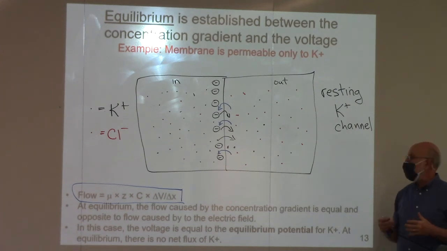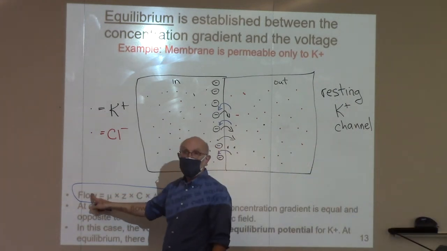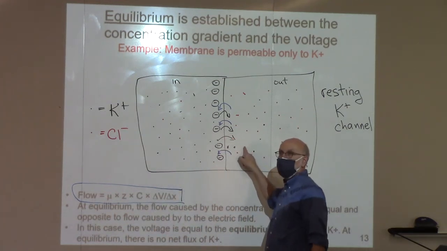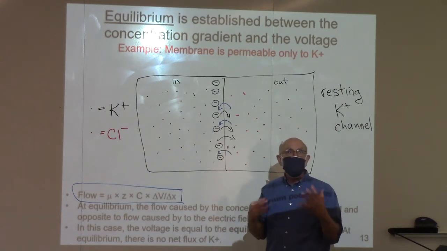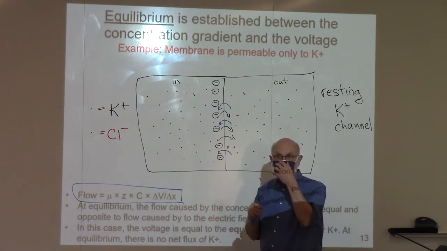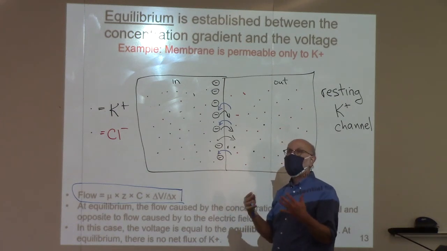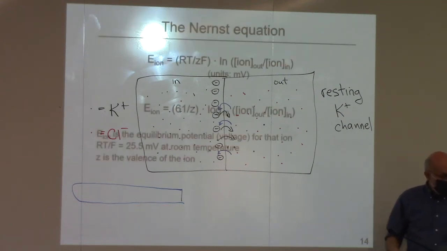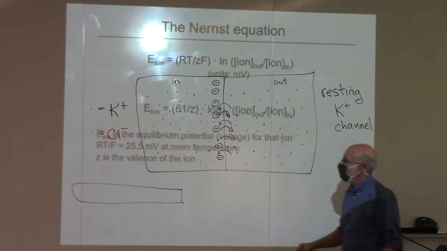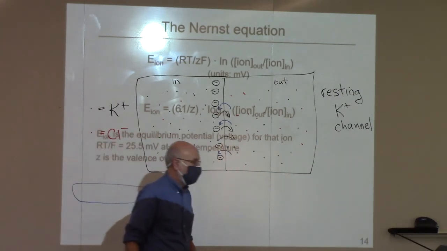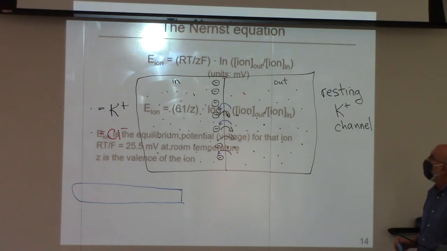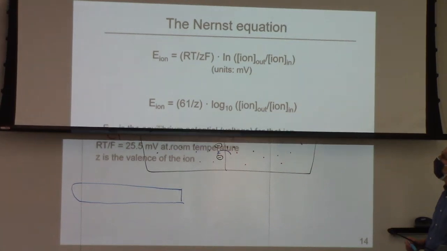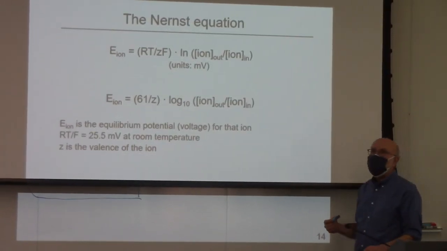And if we solve that equation for the zero flow situation, that's equilibrium. At equilibrium, there's no net flow. Every time a potassium moves this way, a potassium moves this way. No net flow. There's flow going on, but no total net flow. We are at equilibrium. If we solve that equation, and it's not we, it's a guy named Nernst, we get an equation.